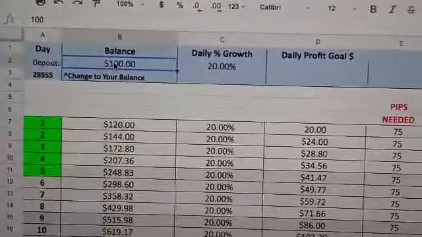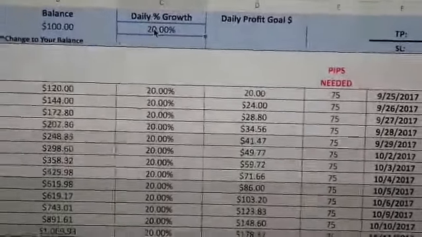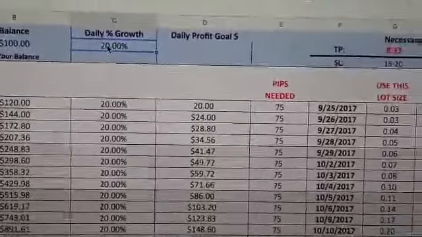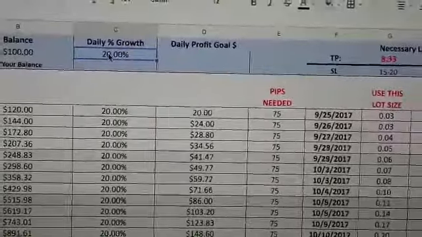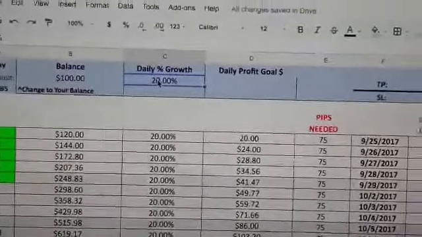Last week I started with $100 and I used 20% as my daily growth. Everybody's different. If you want to use 10%, 5% or more, you could go ahead and do that. But I started with 20%.